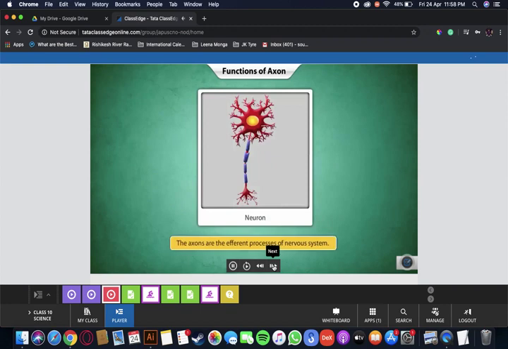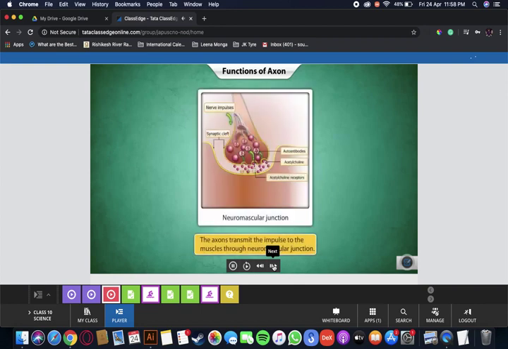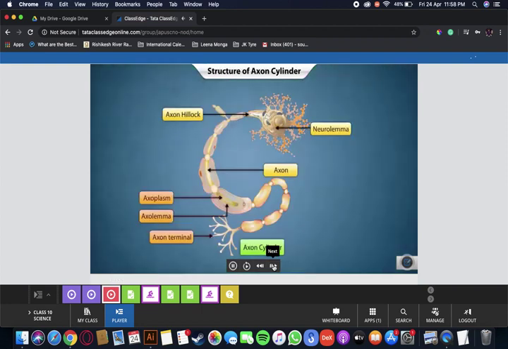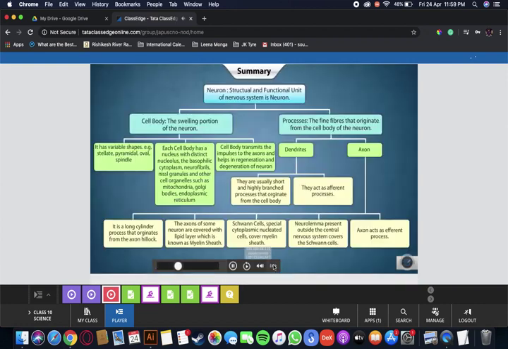The axons are the efferent processes of the nervous system. Axons receive electrical impulse from the cell body and transmit it to the nearest neuron through the synapse. The axons transmit electrical impulse to the muscles through the neuromuscular junction. Let us summarize what we have learned so far about the neuron and its structure and functions.